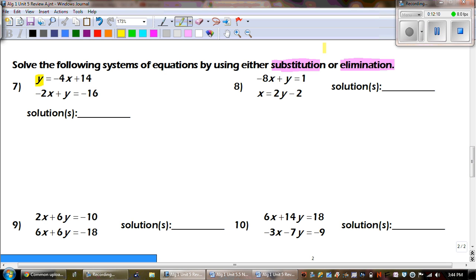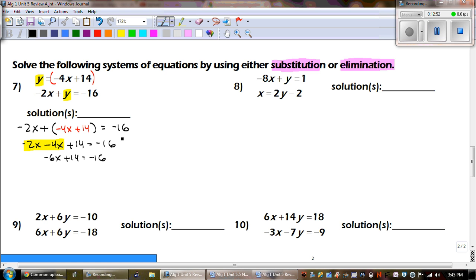The y is by itself, which tells me I should use substitution. Okay, I'm going to plug in for the y. And so we get negative 2x plus what we plug into, negative 16, and I'm plugging into negative 4x plus 14. There's nothing I need to distribute there, so I'm just going to rewrite that. Negative 2x minus 4x plus 14 equals negative 16. Combine our like terms: negative 6x plus 14 equals negative 16.